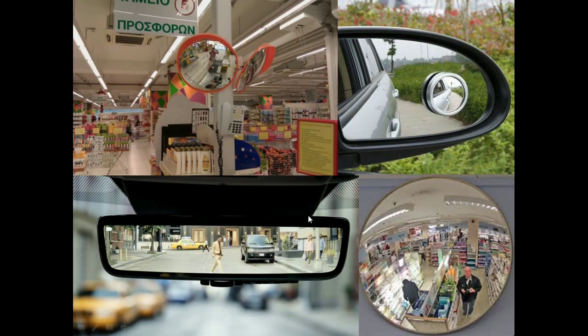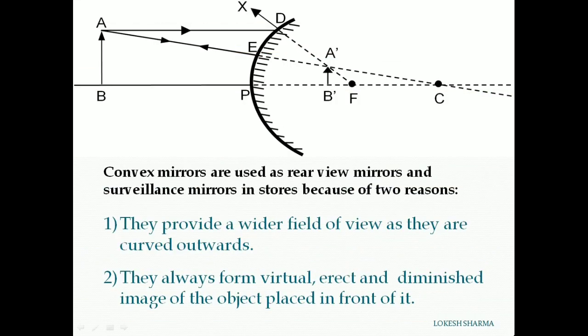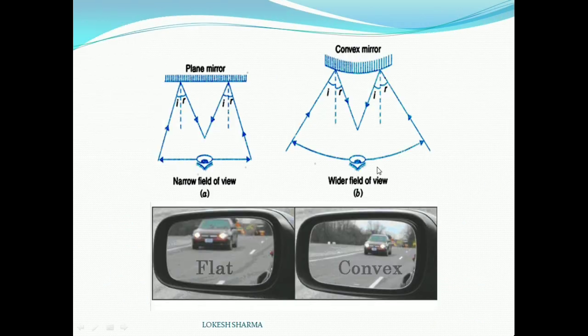Now these are the rear view mirrors which we use in cars, and this type of surveillance mirror you must have seen in large stores. We know that an object placed in front of a convex mirror always forms a virtual, erect and diminished image. Also, as convex mirrors are curved outward, they provide a wider field of view. That's why they are used as rear view mirrors and surveillance mirrors in large stores.